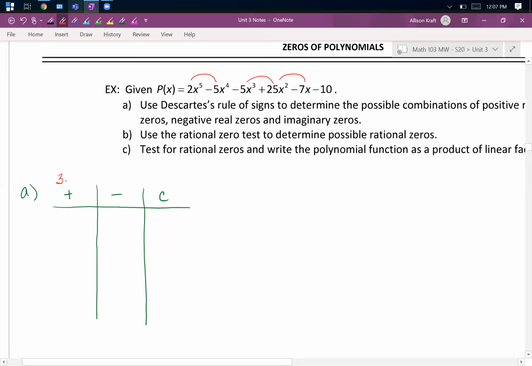But Descartes' rule of signs says it could be that number or less than that by a multiple of 2. So I'm going to subtract 2 from 3. I get 1. 1's not negative, so that's a second option. I subtract 2 a second time. That's going to give me -1. It does not make sense to talk about quantities in terms of negative numbers, so that's not a viable option. Those are my only 2.